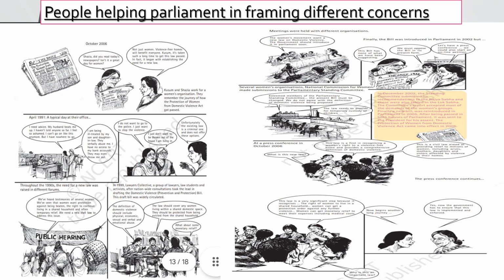On the screen, you can see the story to understand how the issue of domestic violence was brought to the attention of Parliament and the process adopted for this issue to become law. With the help of this example, the role of citizens is crucial in helping Parliament frame different concerns that people might have into laws, from establishing the need for a new law to its being passed.